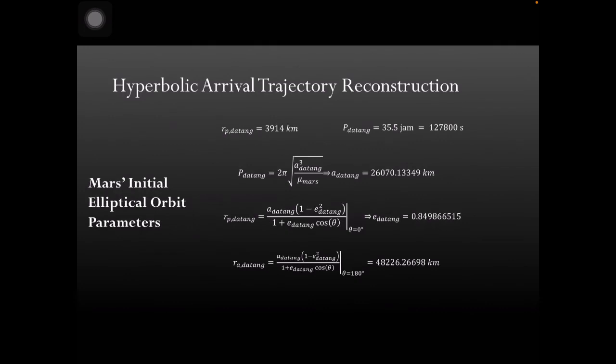But first, an extra step is needed, which is the calculation of the MRO's initial Mars elliptic orbit, in which the data of the pericenter distance and its orbit period are initially known. With that, the semi-major axis can be calculated using Kepler's third law, and the eccentricity can be obtained using the orbit trajectory equation. Then, the apocenter distance can also be calculated using the orbit trajectory equation, with theta equal to 180 degrees.